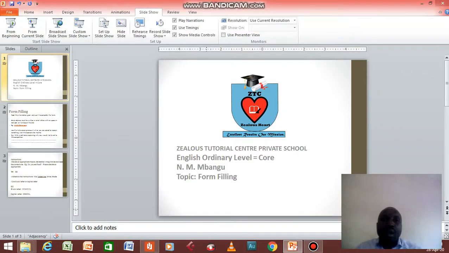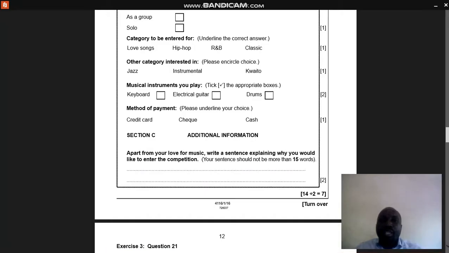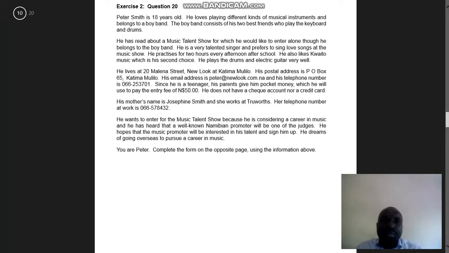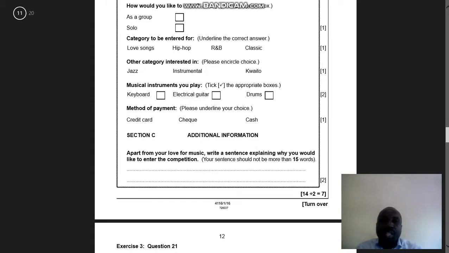Apart from that, let's look at this form. First of all, you are given the information. This is the information that we are given. Exercise 2, question 20. The instruction says, you are Peter. Complete the form on the opposite page using the information above. Which information? This is the information that we are given. Whose information is this? This is Peter's information. So you need to make use of this information to complete the form. Now let's look at this form.